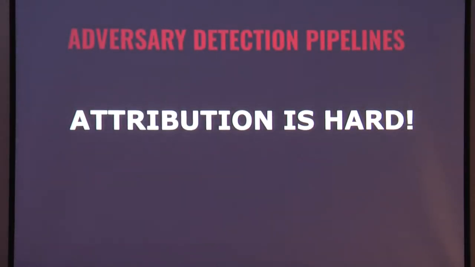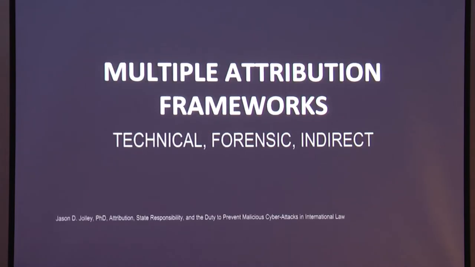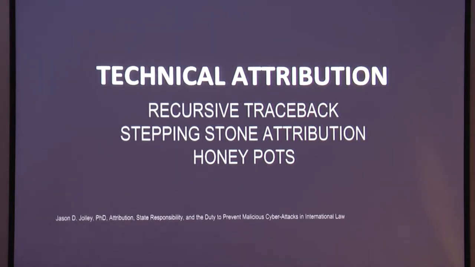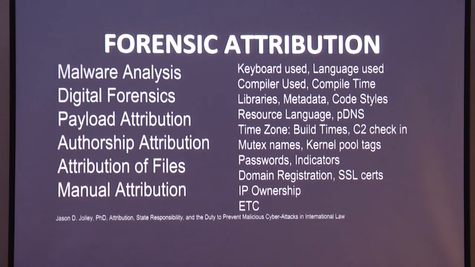So attribution is not the easiest thing in the world to do. When you have all of your internal attack data, being able to attribute it to APT10 or APT33, APT34, you know, Fancy Bear, Cozy Bear, it's not easy. It's not easy at all. And there are multiple attribution frameworks that you would have to deal with in order to even start approaching the issue of attribution. So Jason Jolly got his PhD, and he wrote a dissertation and a book on this. So for instance, technical attribution, recursive traceback, there's a whole book, hundreds of pages on this. So if you're interested in it, I would highly recommend reading it.